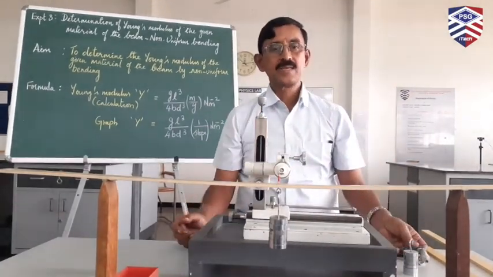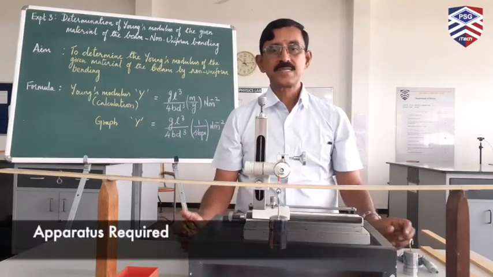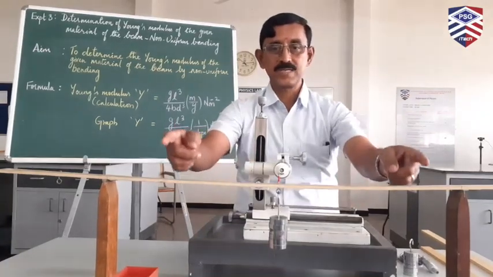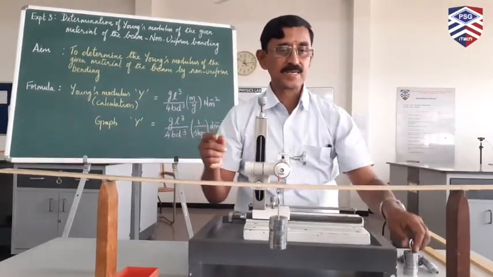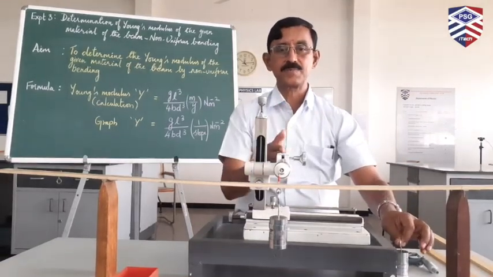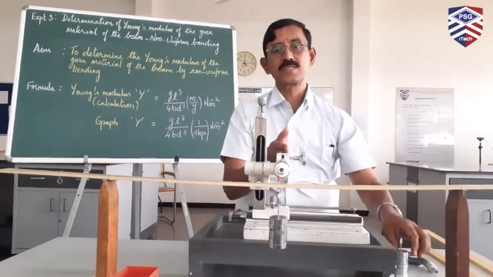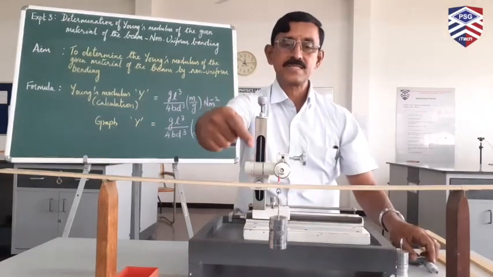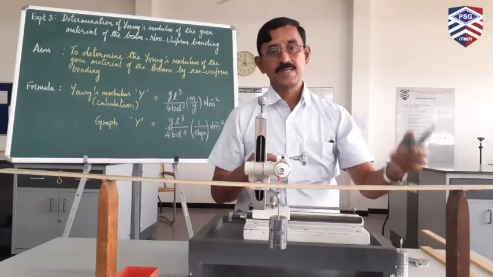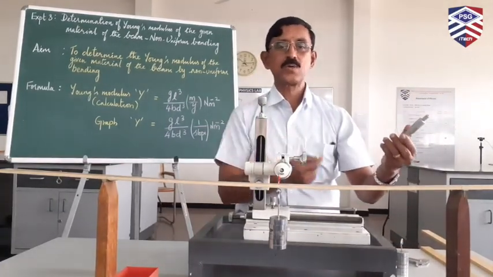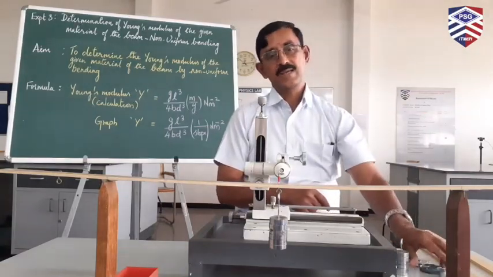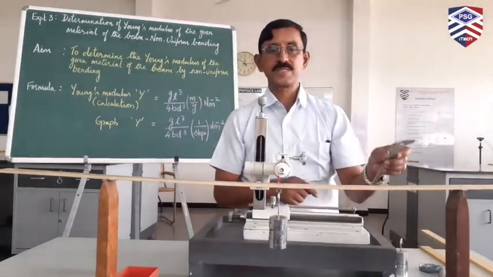Is it clear? To measure the Young's modulus, the apparatus required, as I have mentioned already, are the wooden scale as you see here, slotted weights, and a traveling microscope to observe the depression by focusing it on a pin which is kept at the center of the beam. And the screw gauge to measure the thickness, and the vernier caliper to measure the breadth of the scale.